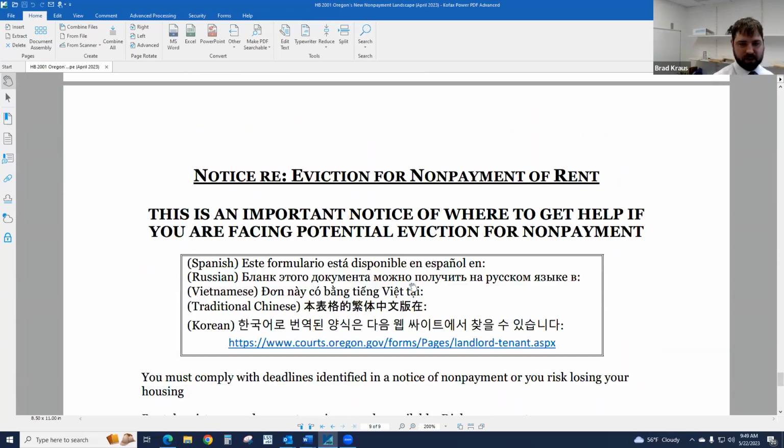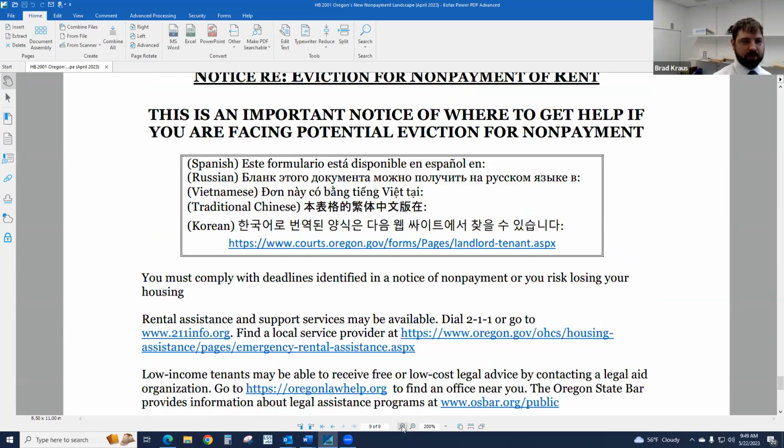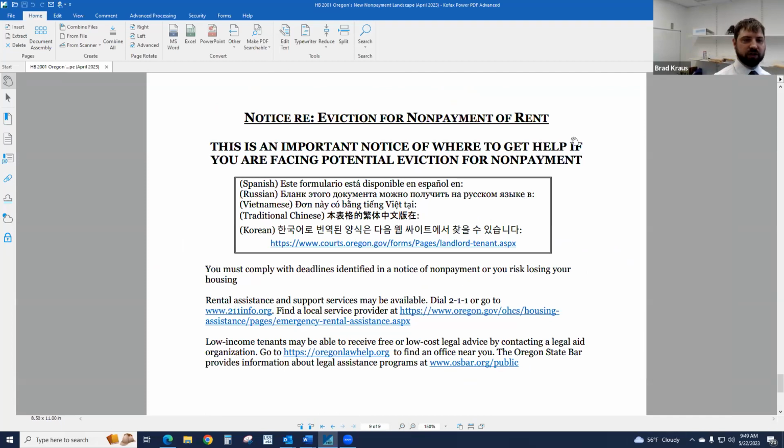All right. So again, here is the disclosure form that I've been ranting and raving about. Make sure that you have that. Make sure that it's included with all your non-payment notices, because if it's not, your notice will be defective. All right. Any questions on that before we jump into SB 611?